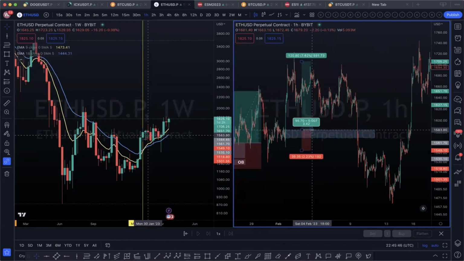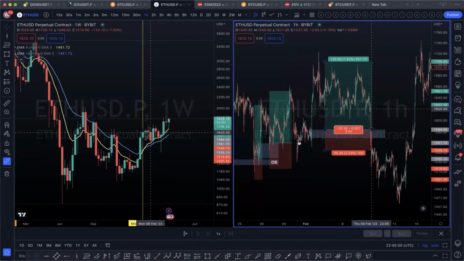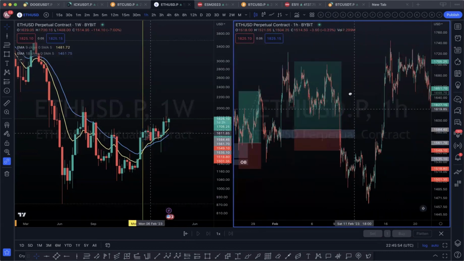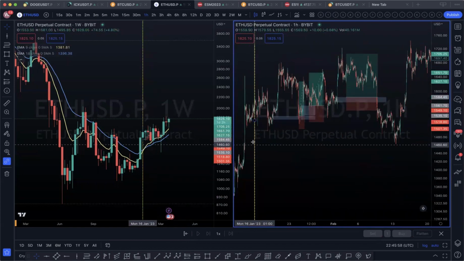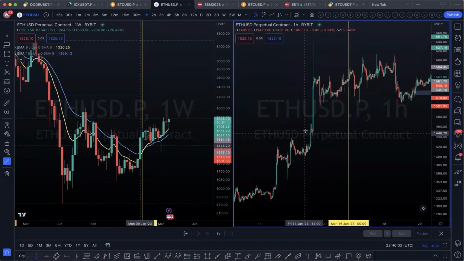Now, this is a loss, right? We have taken two trades, a win, and this is a loss, right? So if you look back, where does this price come to? It comes to the previous order block, right?